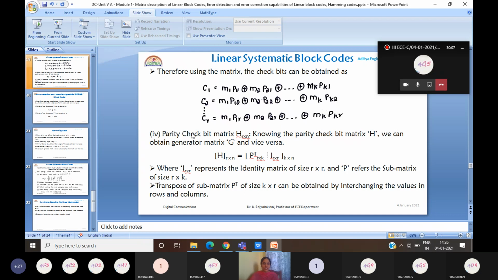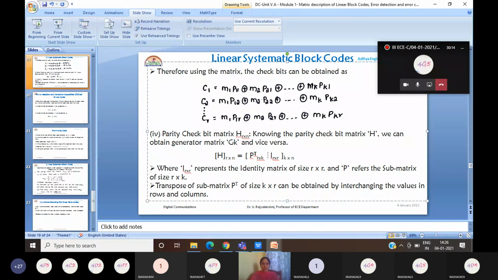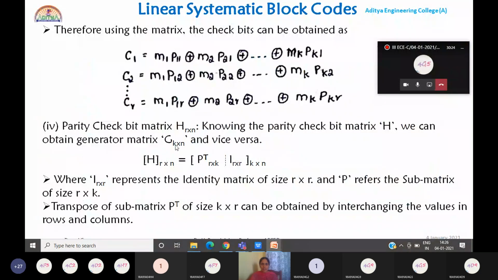So the generator matrix is of size k by N, where k represents the number of message bits, and the parity check bit matrix H is of size R by N. Now, knowing one, you can calculate the other, and vice versa. So H, the parity check bit matrix, can also be obtained using the submatrix. In the generator matrix you have seen G is I k by k followed by P k by R. But the check bit matrix is defined as P transpose, where P is a submatrix.